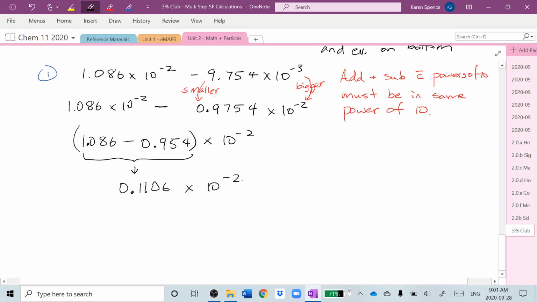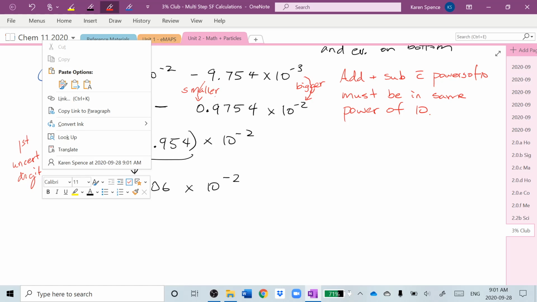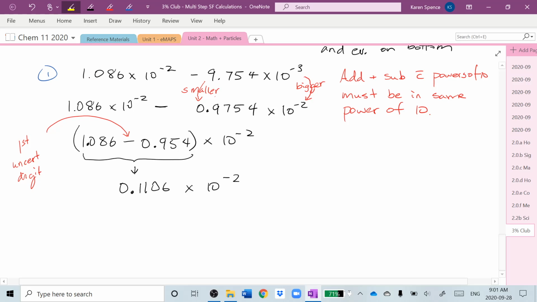And remember, we just did, what kind of an operation did we just do? We just did a subtraction. So we have to go to the first uncertain digit, which means our first uncertain digit is in the tenths, hundredths, thousandths. It's in the thousandths position, and so is the 4. It's in the thousandths position. And so we need to say, oh, there's our thousandths position. Okay?